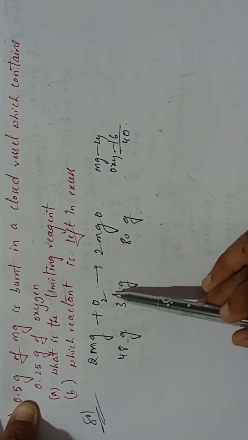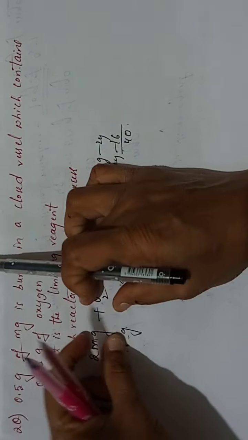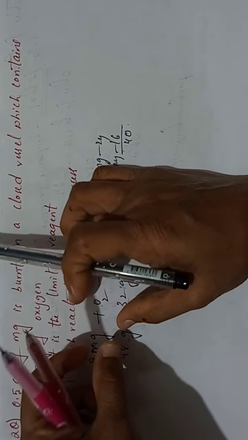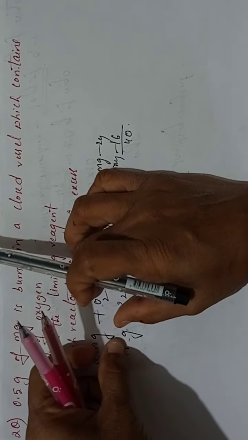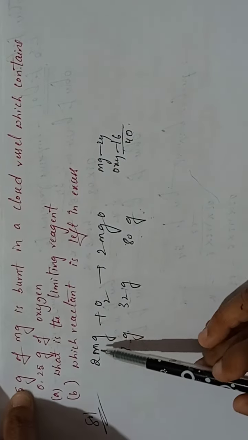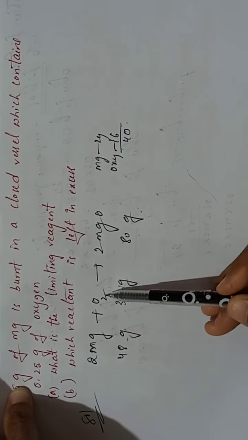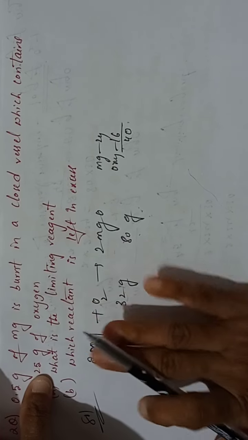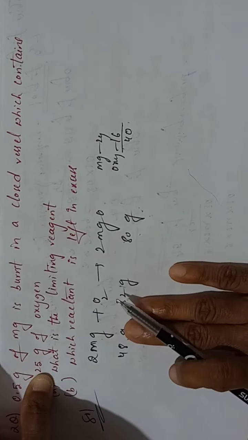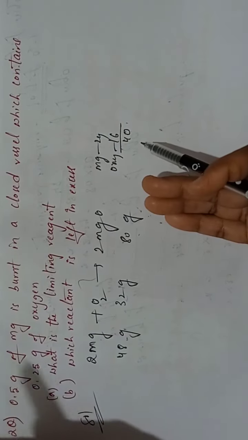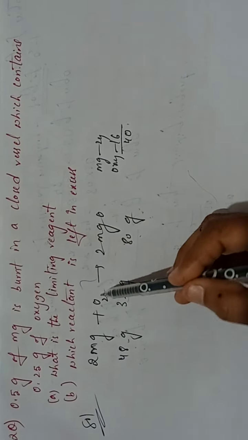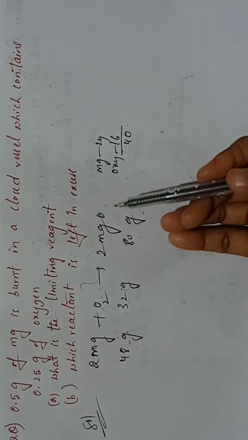Now I am going to calculate magnesium and oxygen. In these two reactants only, one is excess and another one is the limiting reagent, students. Magnesium may be excess or limiting, we don't know, but only on the reactant side will the limiting and excess reagent be there. One is limiting, another one is excess. Which one is excess and which one is limiting, we don't know, we have to find it. That's why I am taking the given weight of magnesium here, and I am going to calculate the oxygen weight. Are you following?